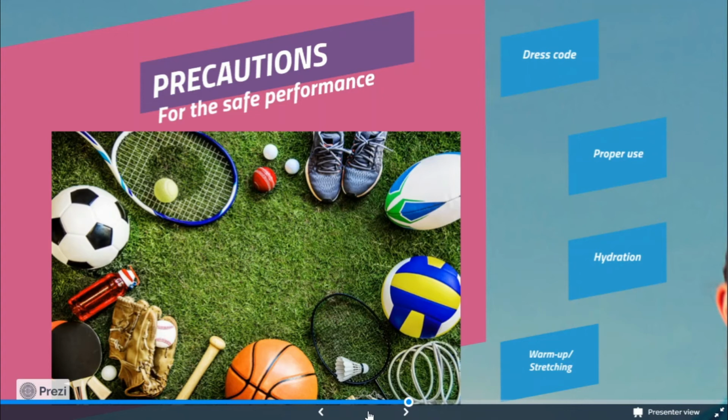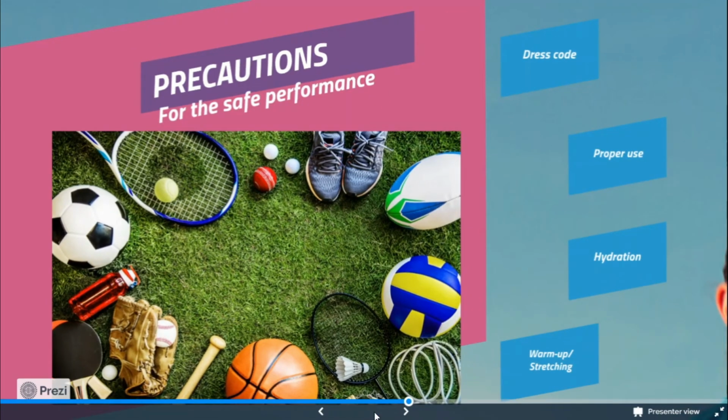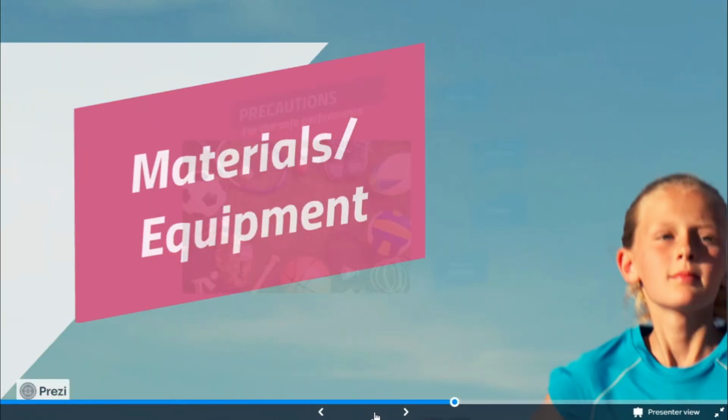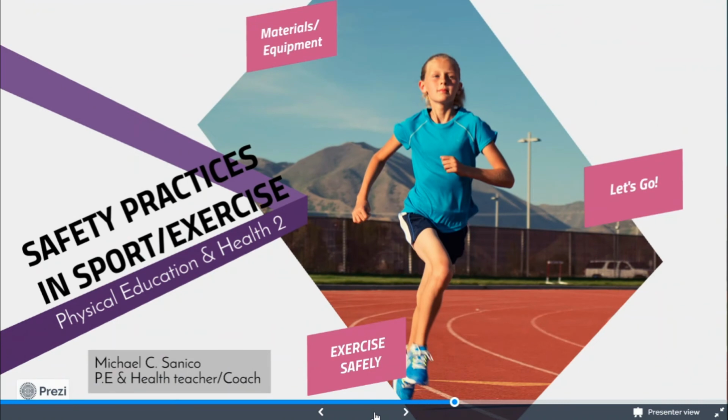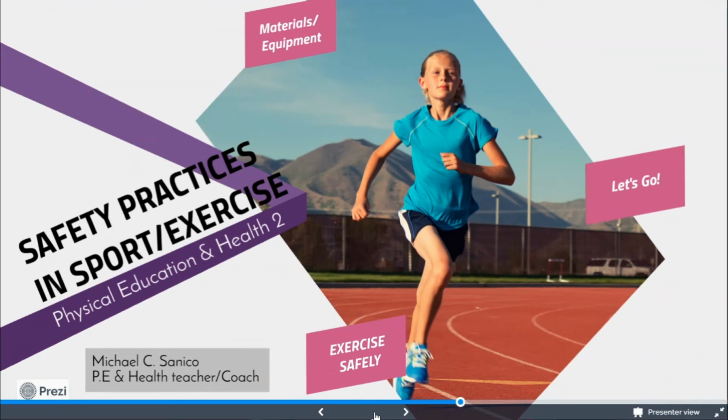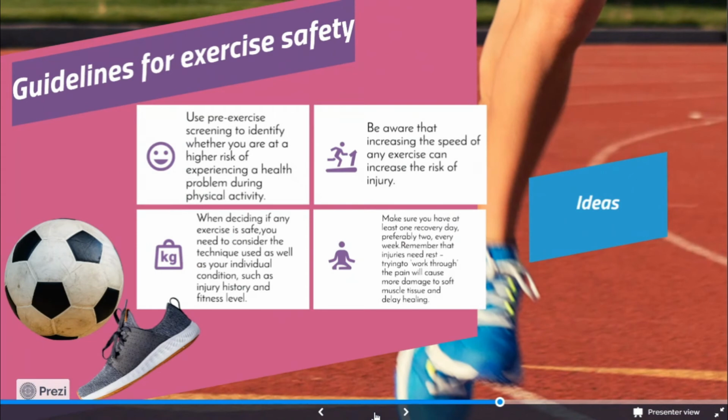Alright, so by following these 4 steps, your exercise performances or your sports activities will lead to safety precautions. Okay? We also have here what we call exercise safely. So all of us are required to determine first what the guidelines are for safe exercise. First and foremost, we need to check if the area where we are going to conduct exercises or sports is safe.